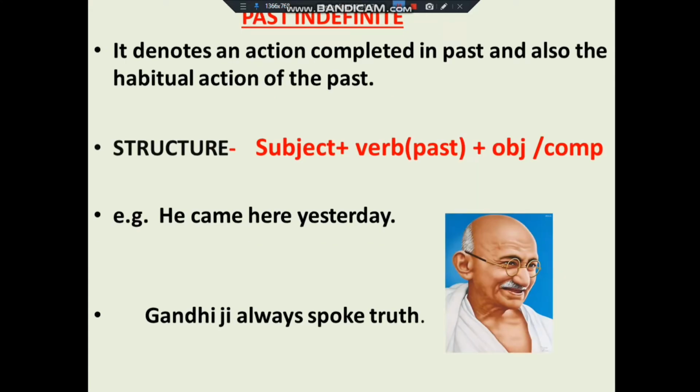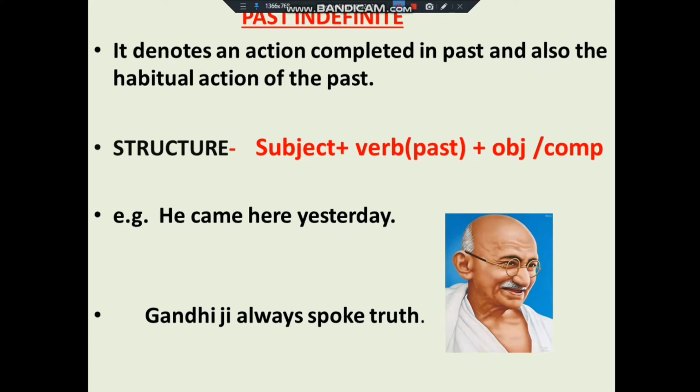Now, past indefinite tense. It denotes an action completed in the past and also the habitual action of the past. Let us see the example and structure, then you will easily understand. Structure: first we write subject, then verb past form. Past form means second form of verb, then object or complement accordingly.